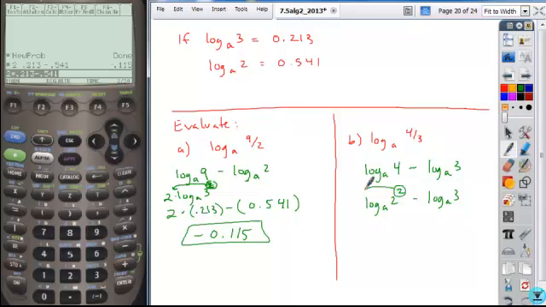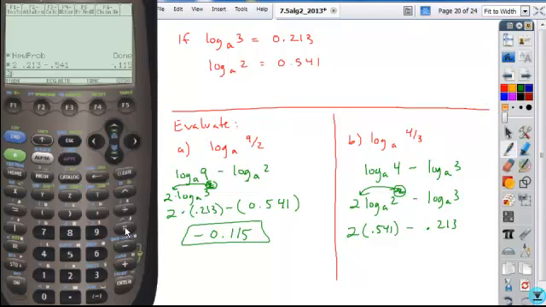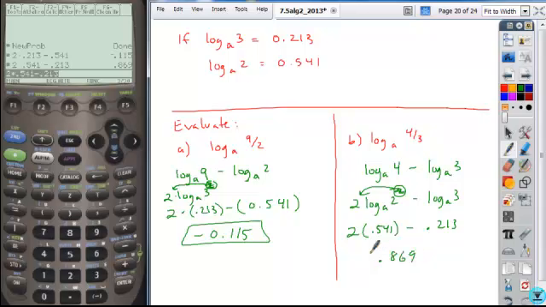And then move a power of 2 out in front of our log. And now you can substitute in. So 0.541 for log a of 2, 0.213 for log base a of 3, and now we can just calculate our values, and we get 0.869 as our overall evaluation.